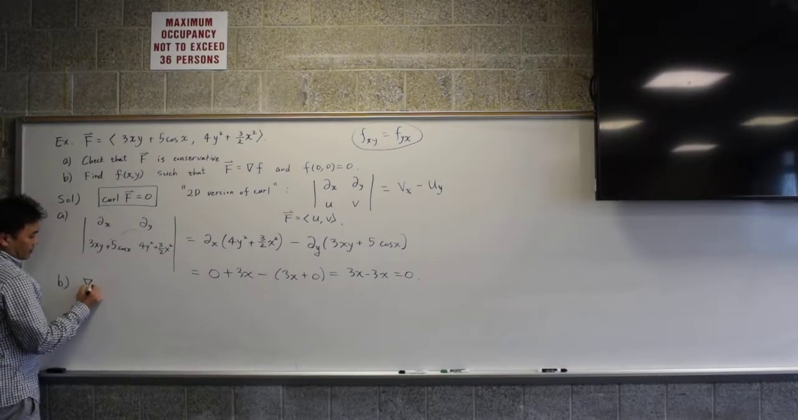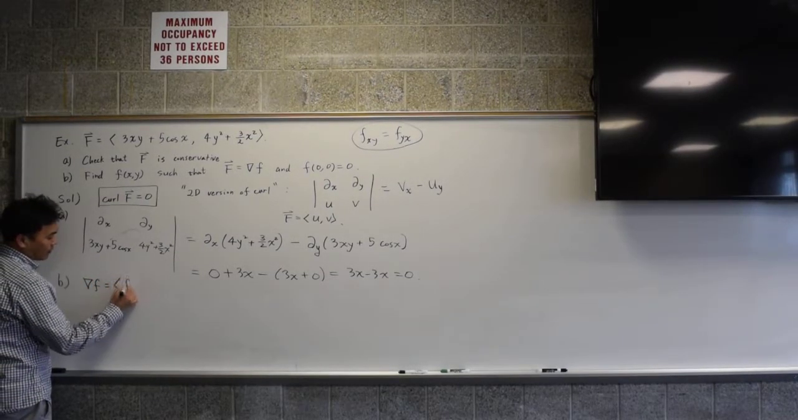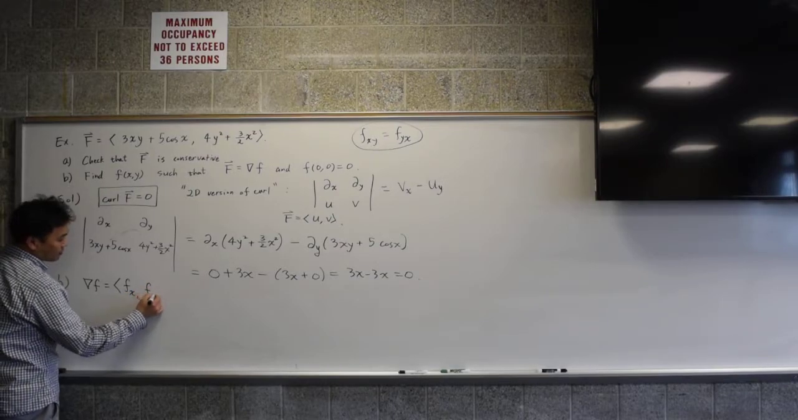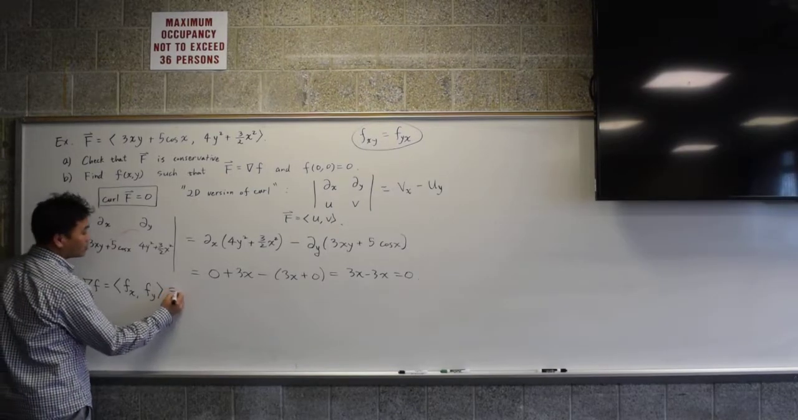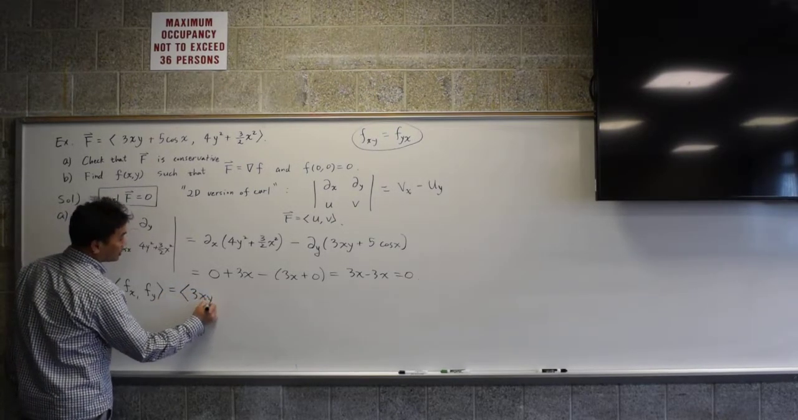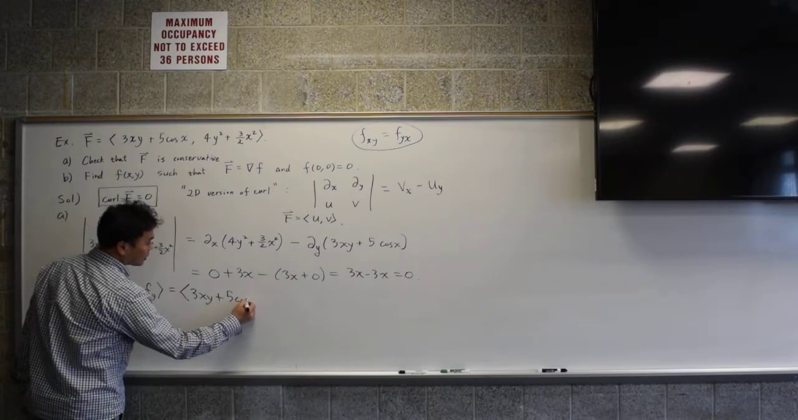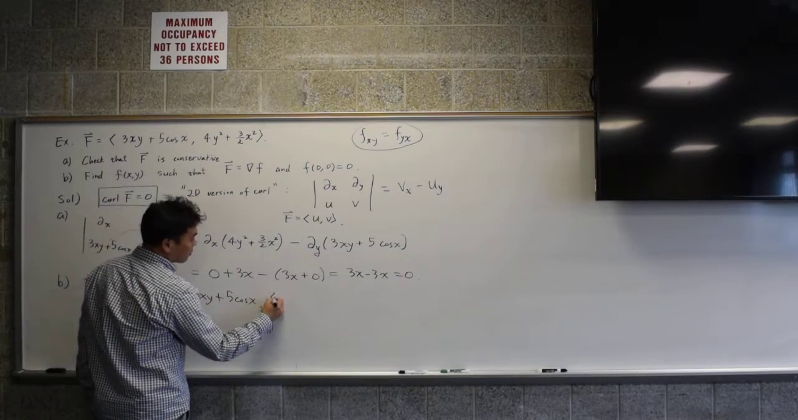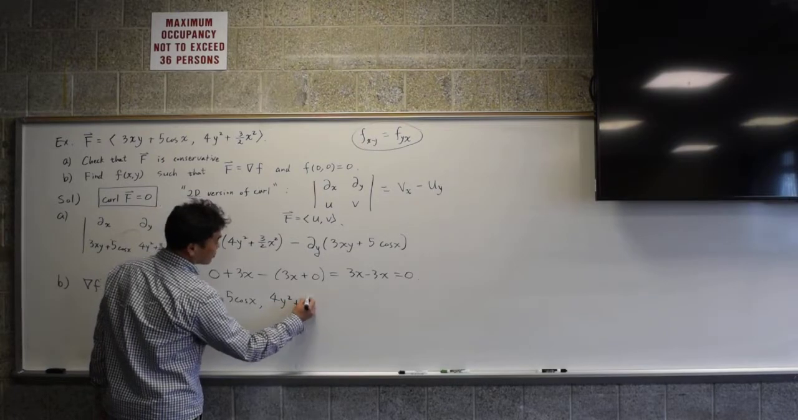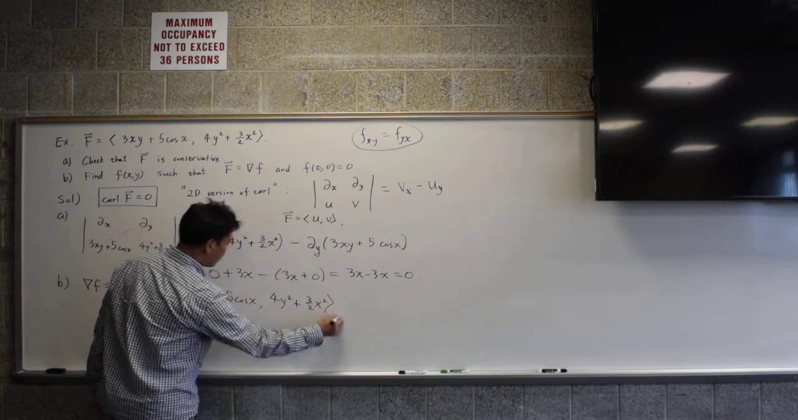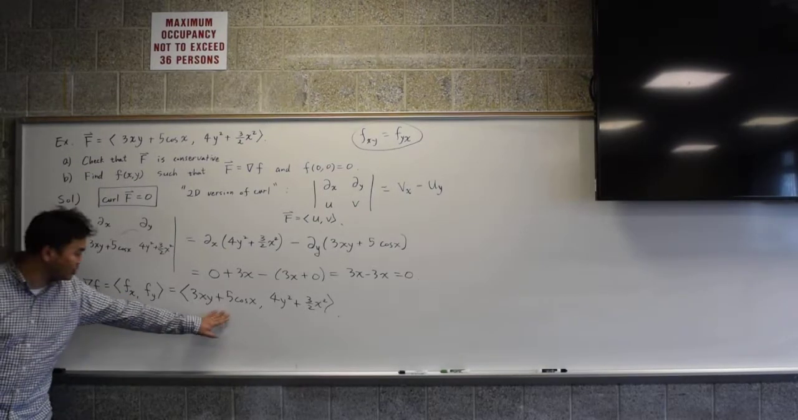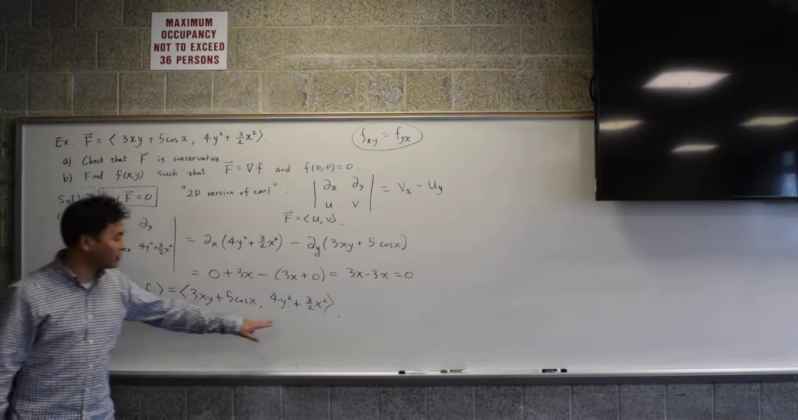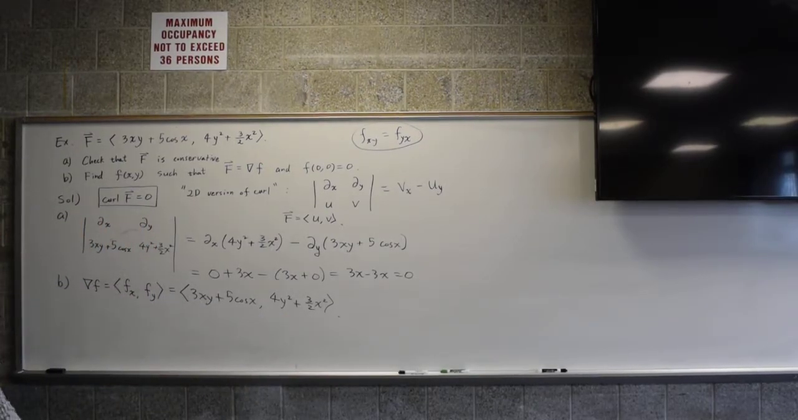What is the gradient of f? The gradient of f is f differentiated by x, f differentiated by y. And I'm trying to set this equal to 3xy plus 5 cosine x and 4y squared plus 3 over 2 x squared. I'm trying to find a single function whose partial with respect to x is this, and partial with respect to y is this. It's basically solving a piece of puzzle.